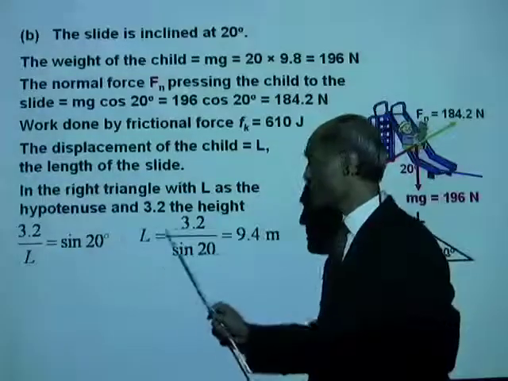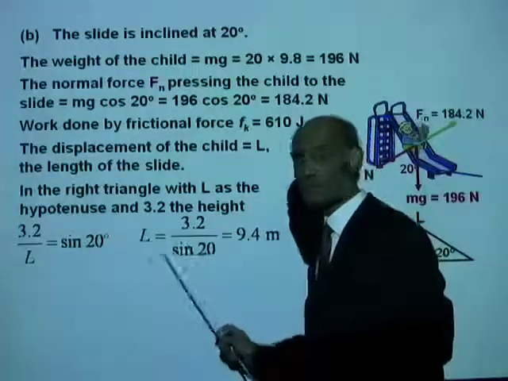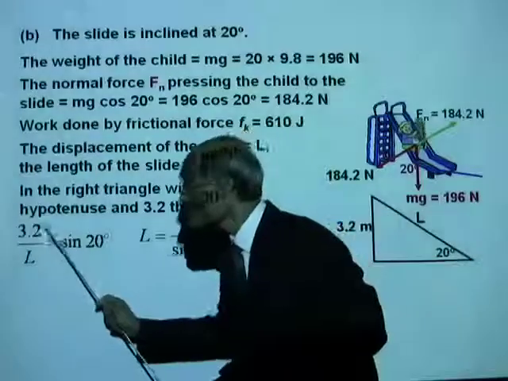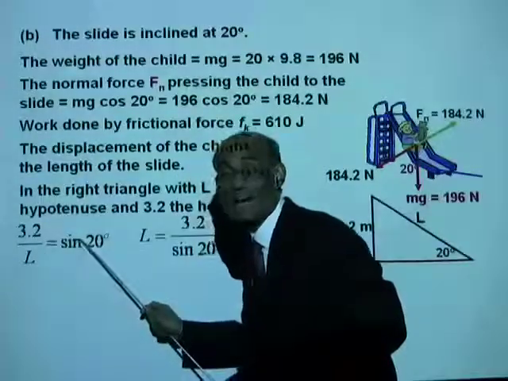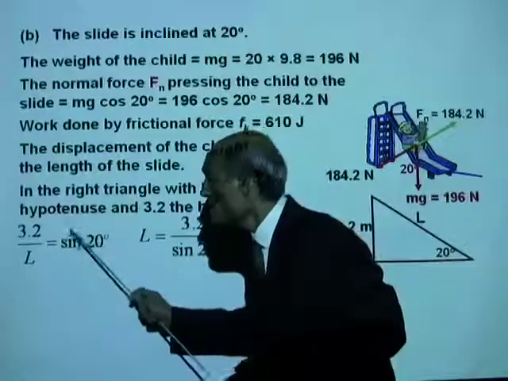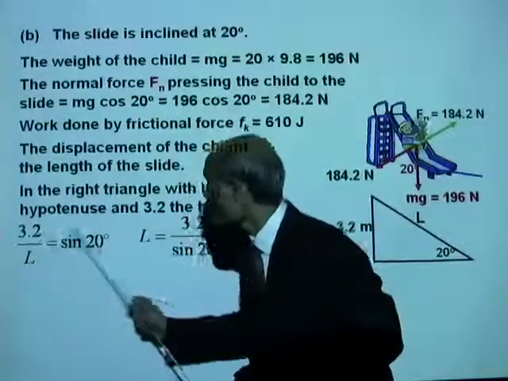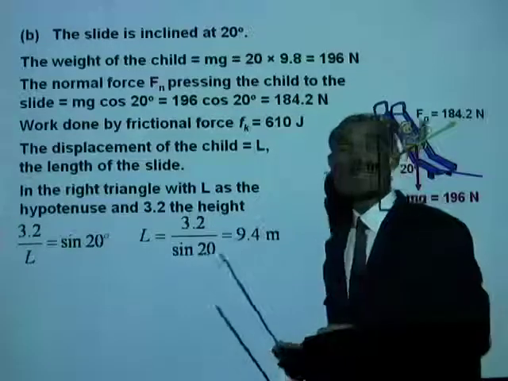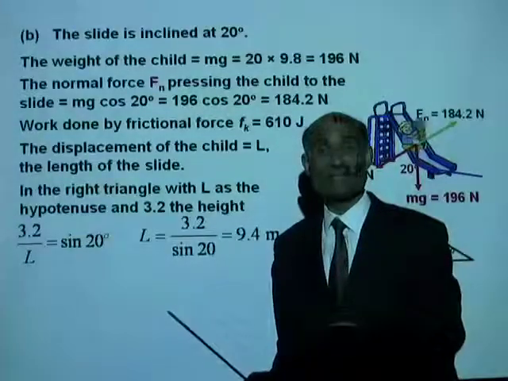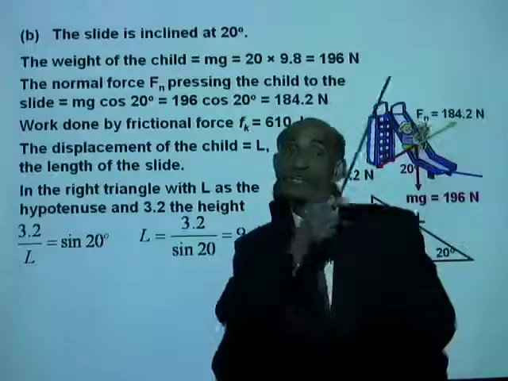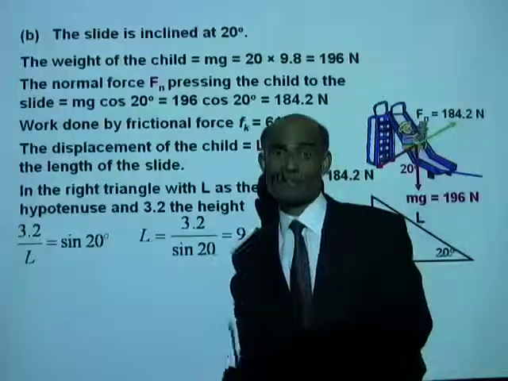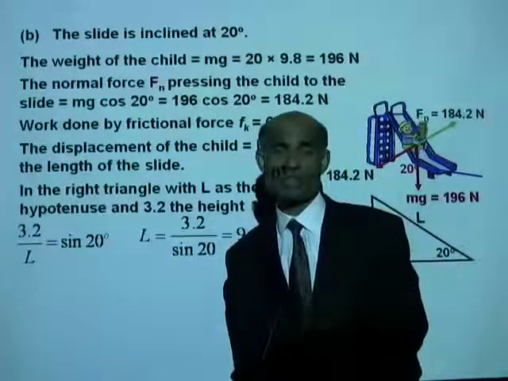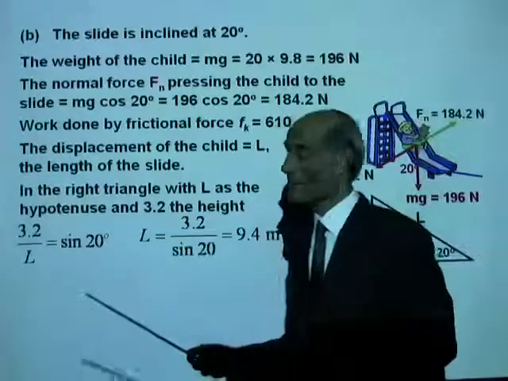I hope that can be understood. Is that right? 3.2 equals L times sine 20. Therefore, L equals 3.2 divided by sine 20, and that is 9.4 meter. You see, that is a great big slide. I don't think that little child would enjoy that. It's a great big ride.